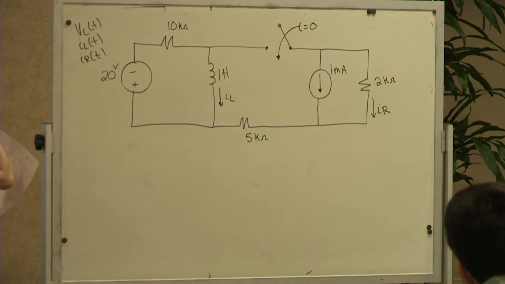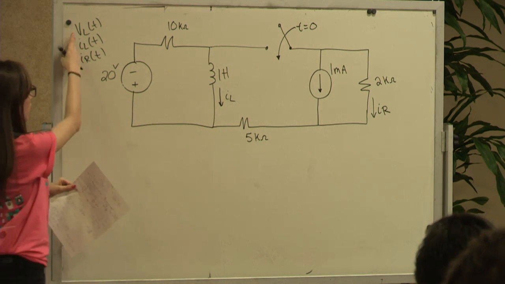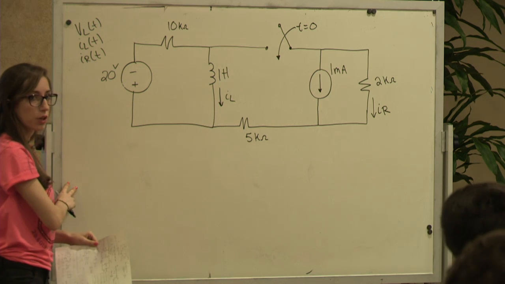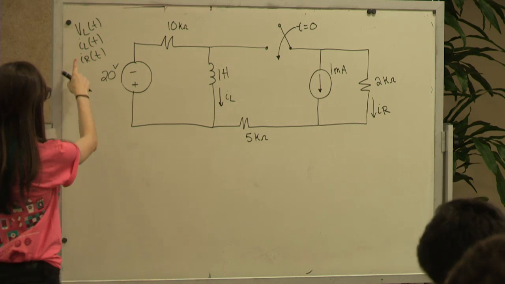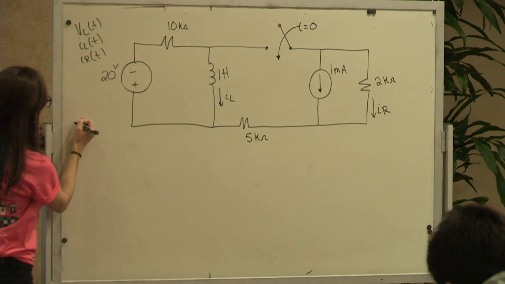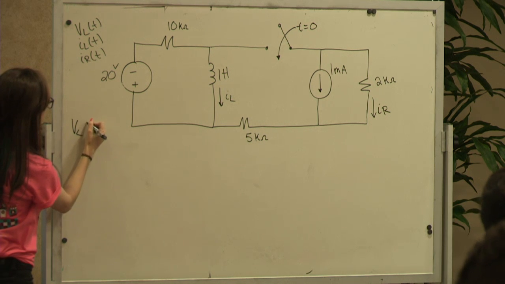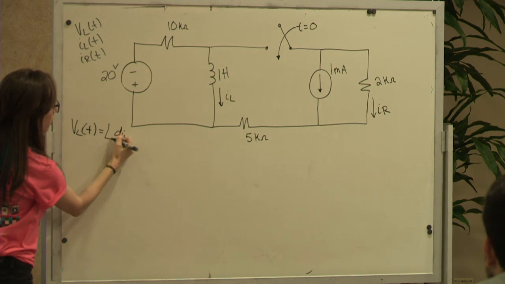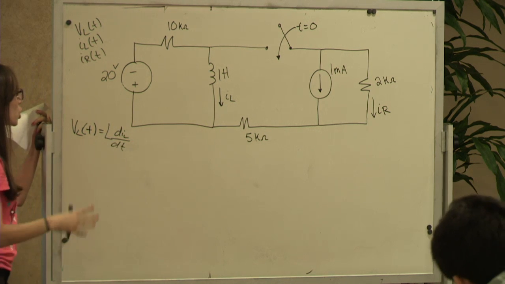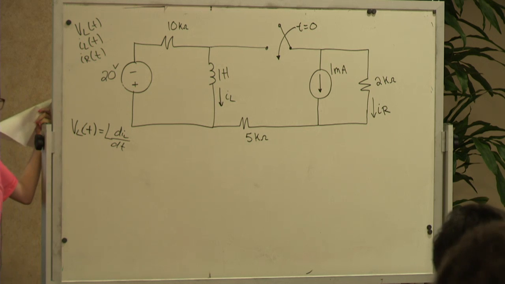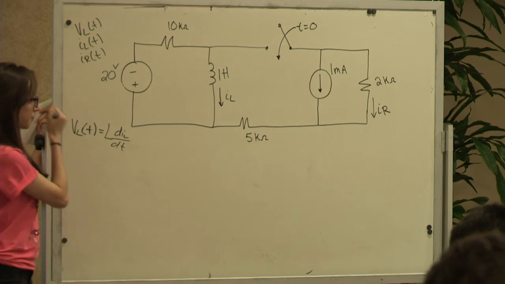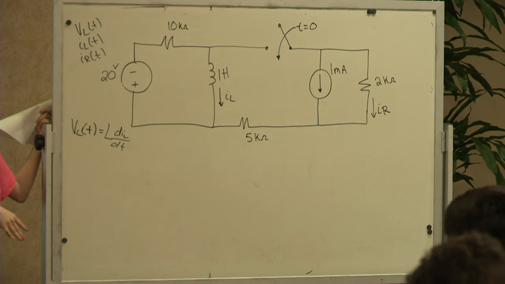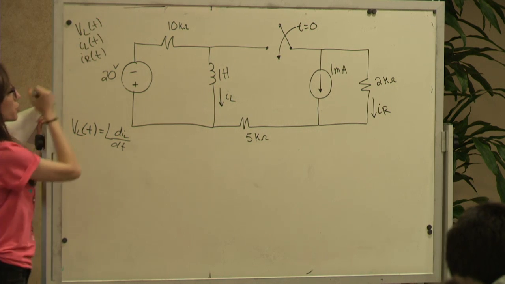You want to do this strategically because that's a lot to solve for. You don't want to find the initial conditions of all of that when you can just use shortcuts. So for IL of t, what's the equation that relates IL of t and VL of t? It's VL of t equals L dIL over dt. So we don't even have to worry about VL of t till the very end, because we can just differentiate whatever we get for IL of t and multiply it by L. We're not even going to worry about initial conditions for this.